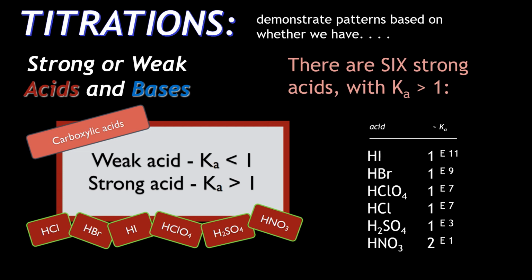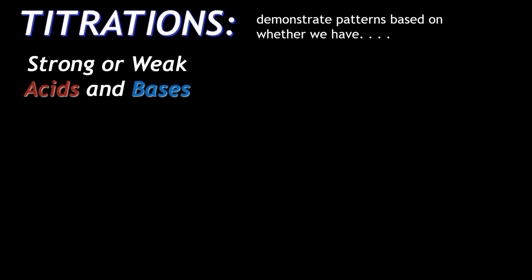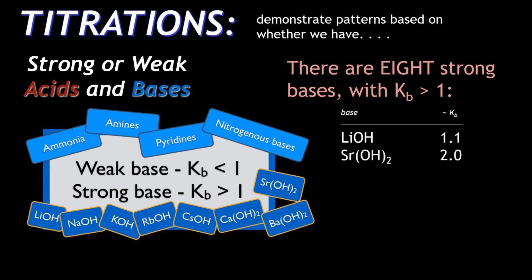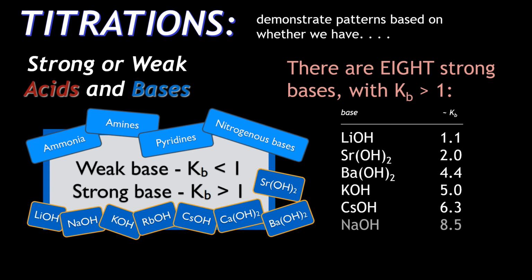Now, for the strong acids, we also have strong bases. And these are also good to memorize. We have a total of 8 strong bases, which have constants greater than 1. Lithium hydroxide, strontium hydroxide, barium hydroxide, potassium hydroxide, cesium hydroxide, sodium hydroxide, calcium hydroxide, and rubidium hydroxide. You may notice a theme here, right? They're all hydroxides, and they're all actually combining with metals from either group 1 or group 2.